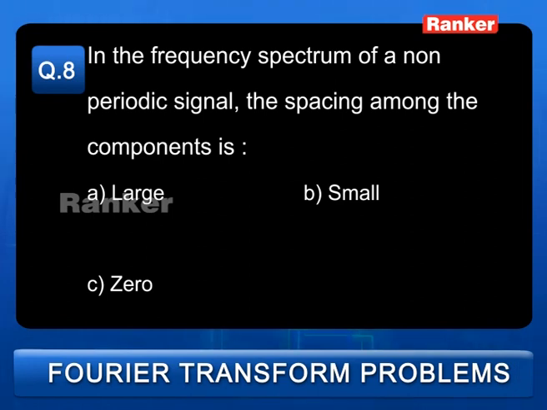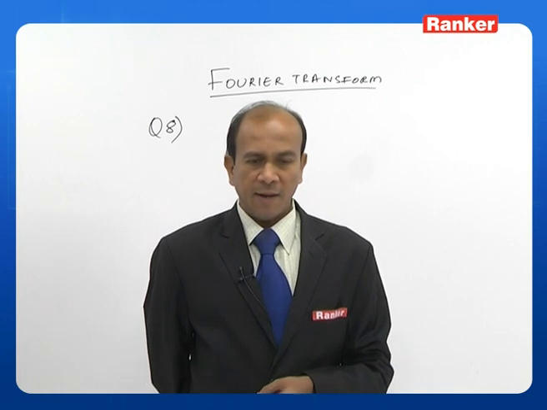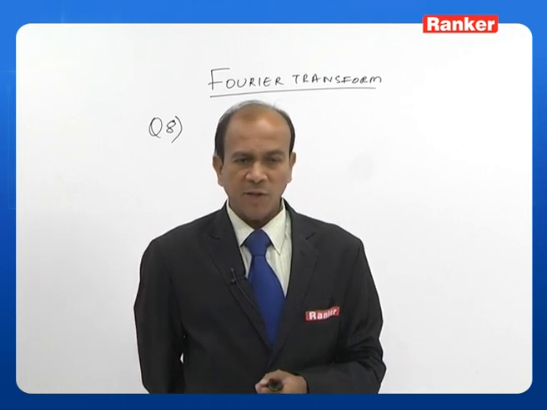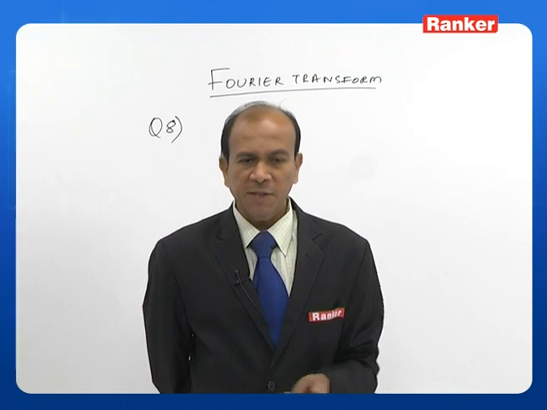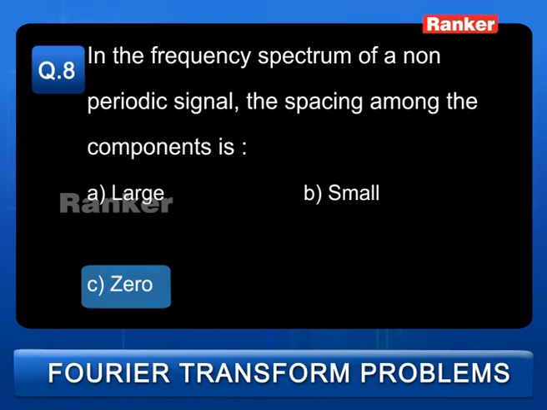Let us see the next question. In the frequency spectrum of a non-periodic signal, the spacing among the components is A. large, B. small, C. 0. In the earlier question we said that the frequency spectrum of a non-periodic signal is continuous. That means the spacing among the components will be 0. That is, the answer is C.